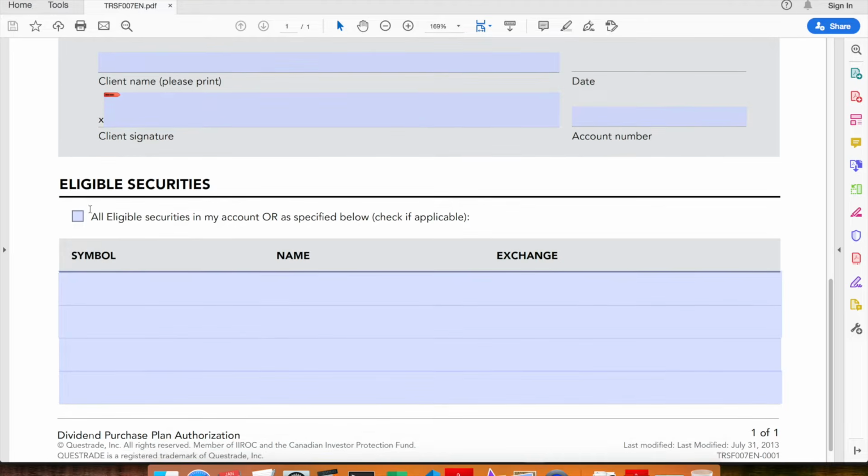You can check the box if you want to apply a DRIP on all stocks and ETFs you hold in this account. I personally go with this option. All of the holdings I have are companies that I want to hold on to for the long run, and so I'm very happy to reinvest my dividends in these companies.